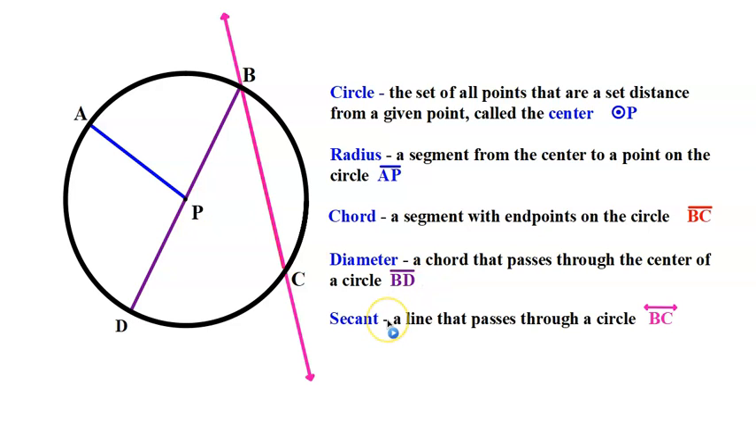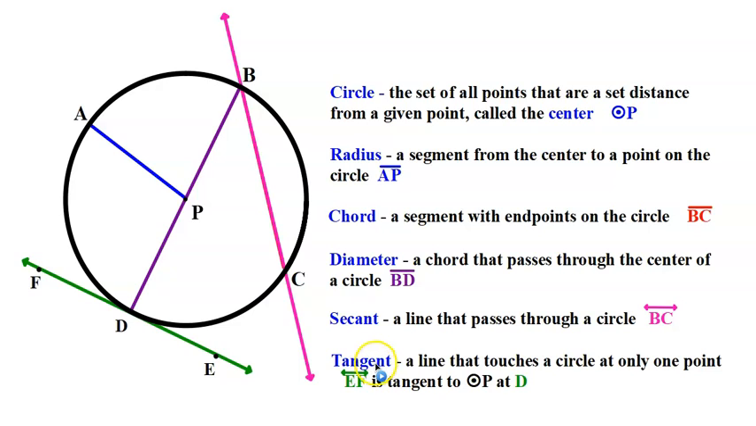Then you have secant. A secant is a line that passes all the way through the circle. So line BC. Notice it does not stop at B or C. It keeps going. So this is something that is going to intersect the circle twice and keep going all the way through the circle. And the last one we have here is tangent.